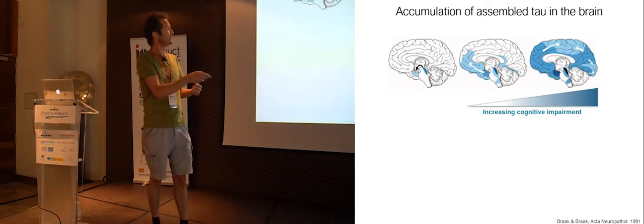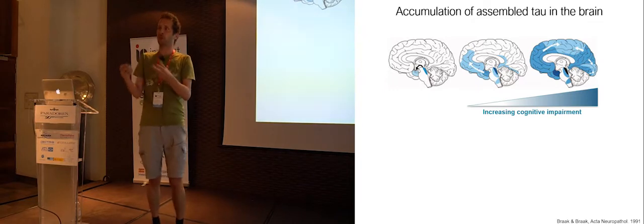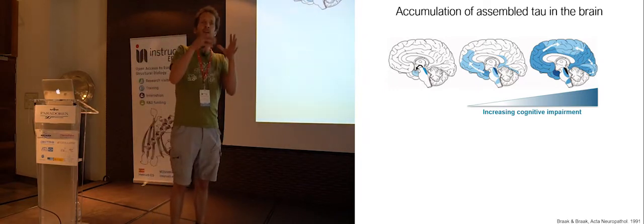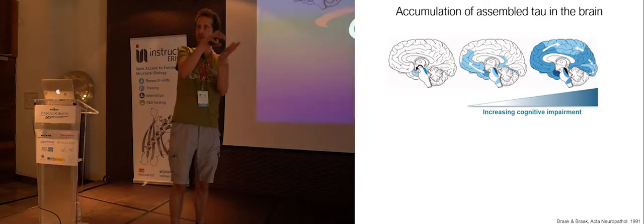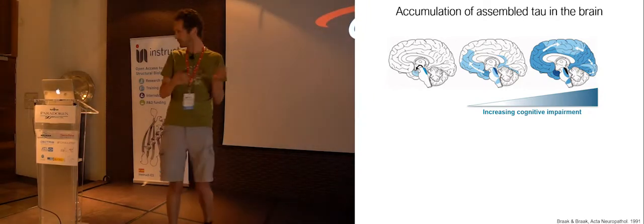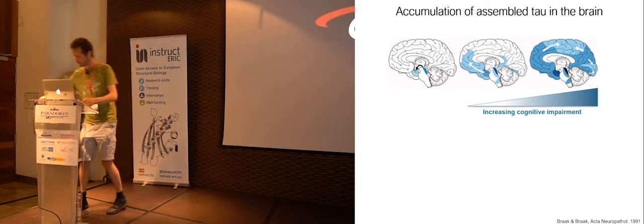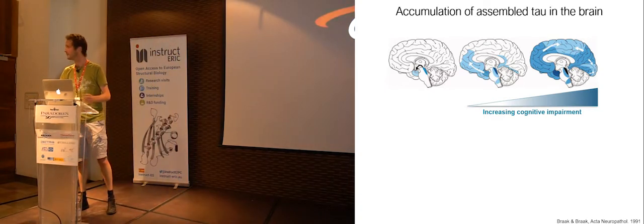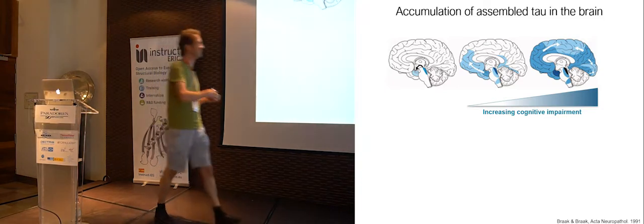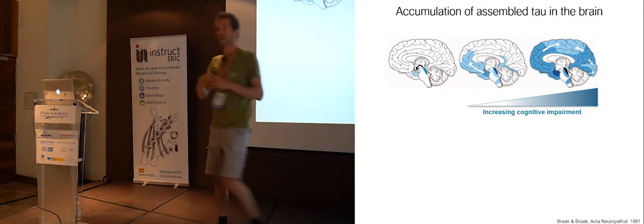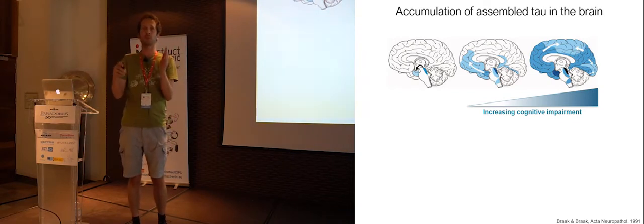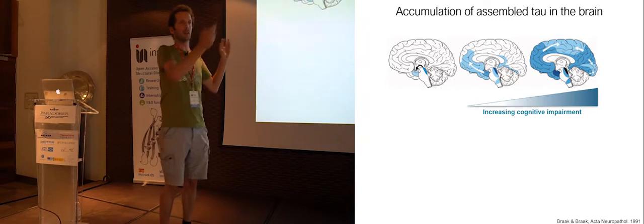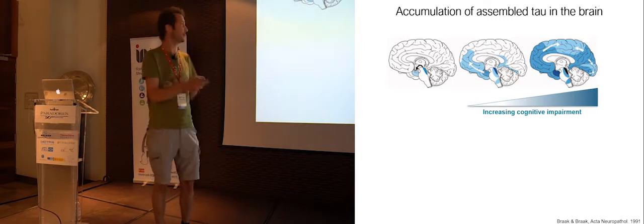That, together with the observations that during neurodegenerative disease, tau accumulation seems to spread from specific foci in the brain. At early stages, it starts in specific regions of the brain. Again, different diseases, different regions where it starts. And near the end, you then have tau pathology throughout the brain.